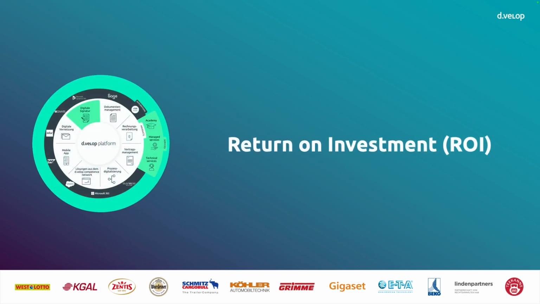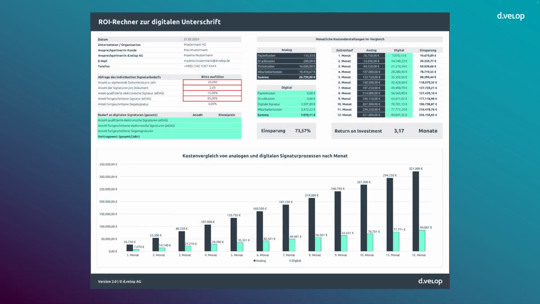After all the technical topics, the question naturally arises, what does the electronic signature really bring me now? From a business perspective, so what does my return on investment look like? We at d.velop AG have also prepared a small tool for this. You can take a look at that together with our personal contacts. This is our so-called ROI calculator. You can take a look at that.